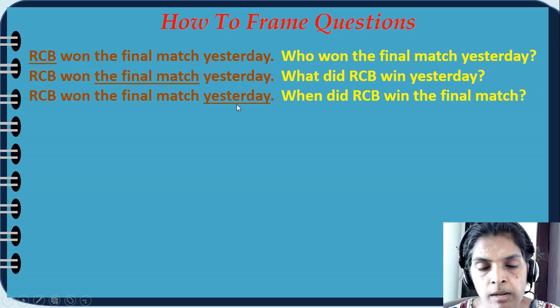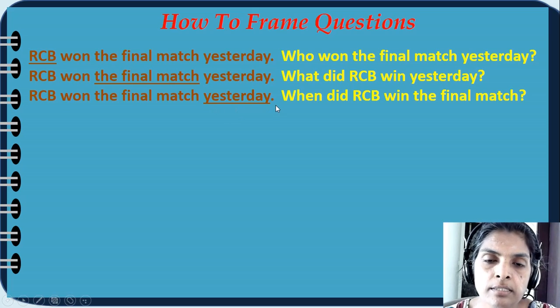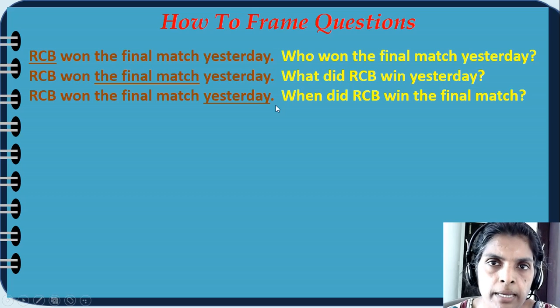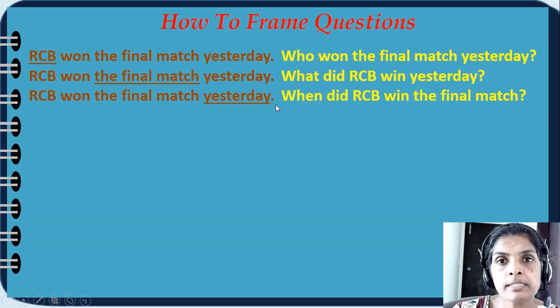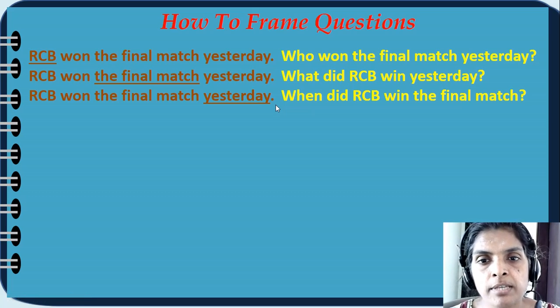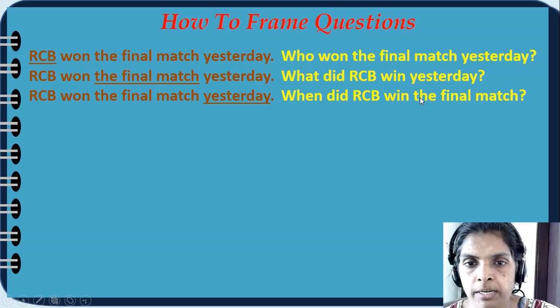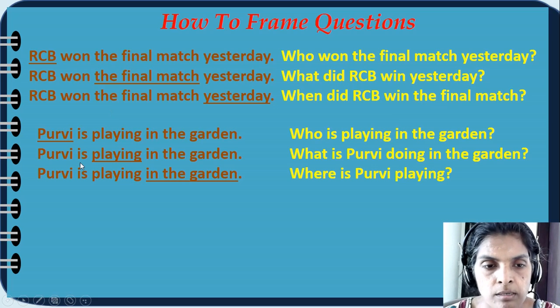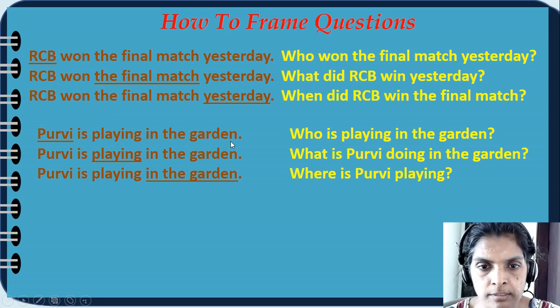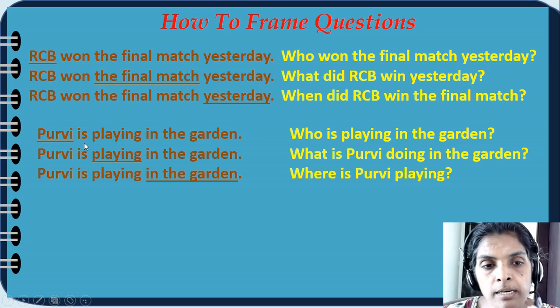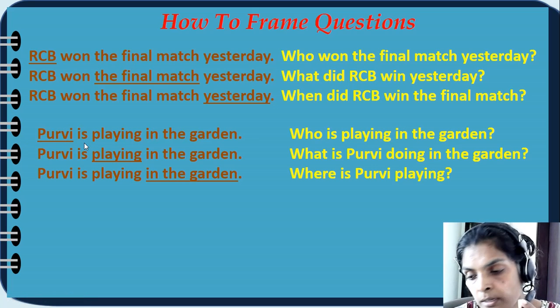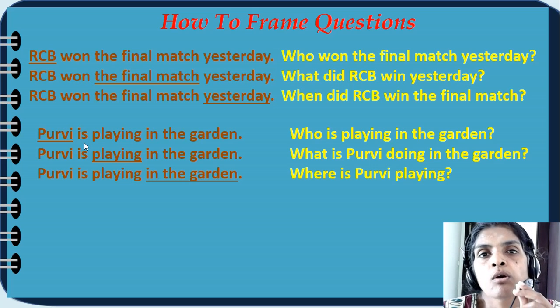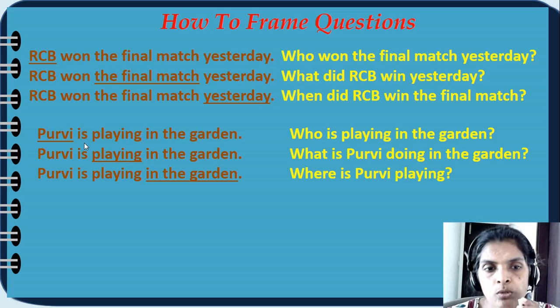Now the final one, we have yesterday underlined. So what is yesterday? It is a time. So when you want any time frame as an answer, you have to say when. So when did RCB win the final match? Okay. So we'll see another sentence. Purvi is playing in the garden. Purvi is underlined. What is Purvi? It is a person. It is a noun, and under noun it is a person. So for person you will say who.